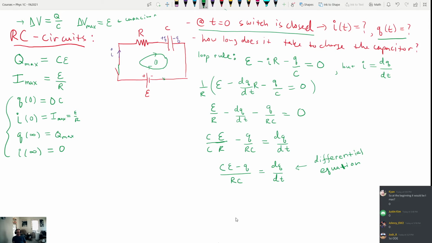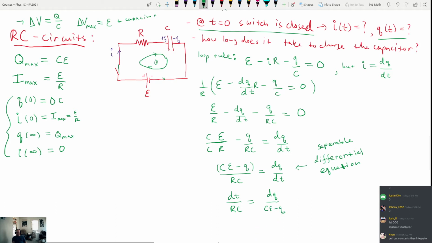You can just cue your mic and say it. Stuff like this is often easier to say than type. Separate variables. That's the right answer. So this happens to be what we call a separable, at least this is what I learned, separable differential equation, because what we can do is multiply the dt to the left-hand side and divide this thing, which has a q in it, to the right-hand side, so that it becomes dt over rc on the left-hand side, and on the right-hand side, we get dq over ce minus q.